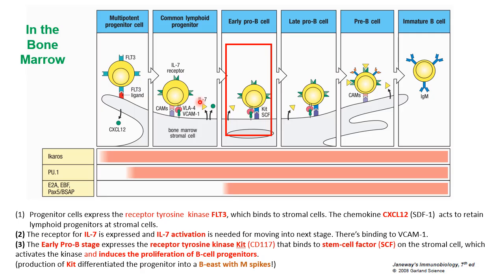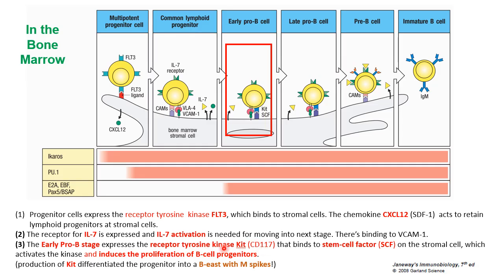Now, up to this point, this common progenitor could become a T cell if it wanted to. But then you have certain things that happen that are going to really shift the development towards your B cell. And here is a very important stage in the B cell commitment. Okay, so you're going to have your receptor tyrosine kinase start to get expressed on your B cell. Okay, so this receptor tyrosine kinase is also called CD117.